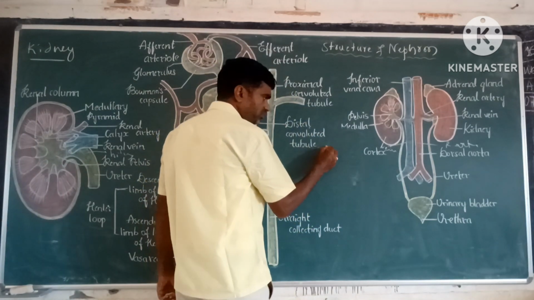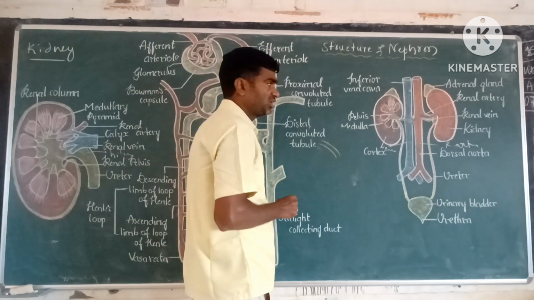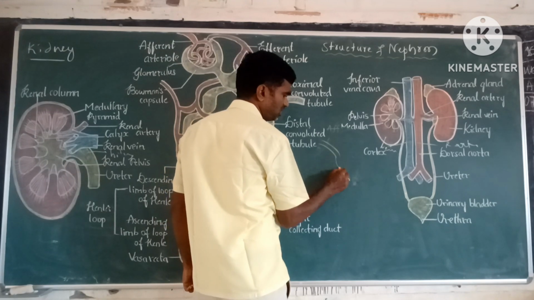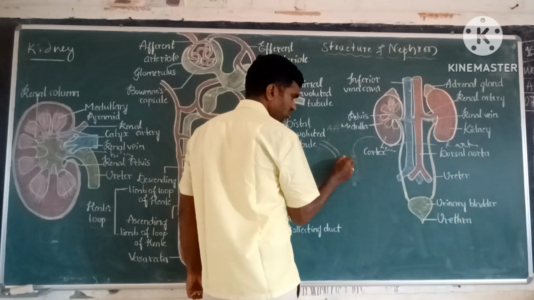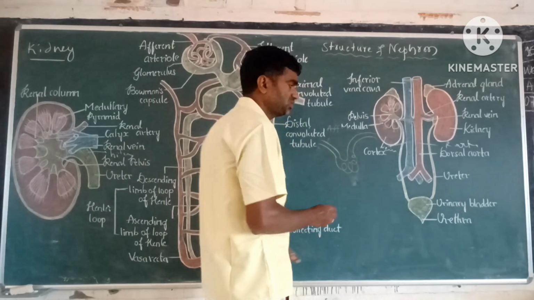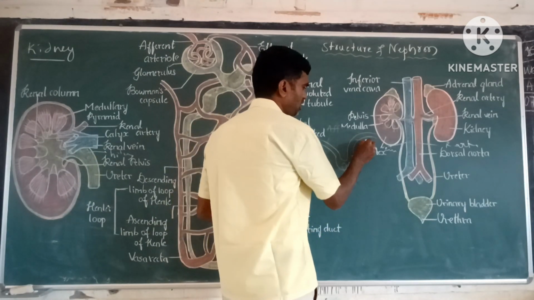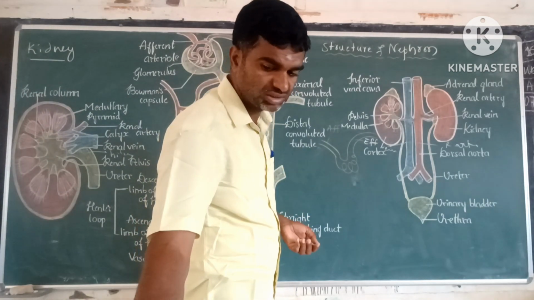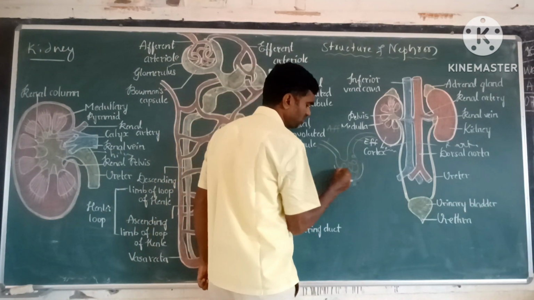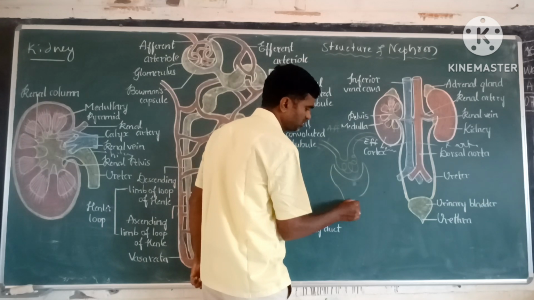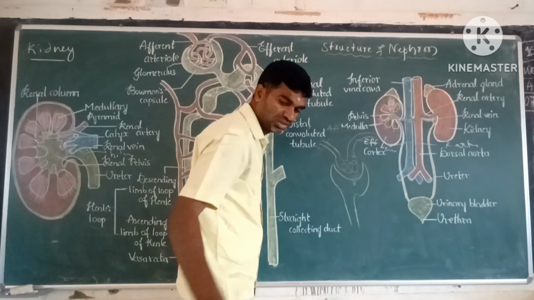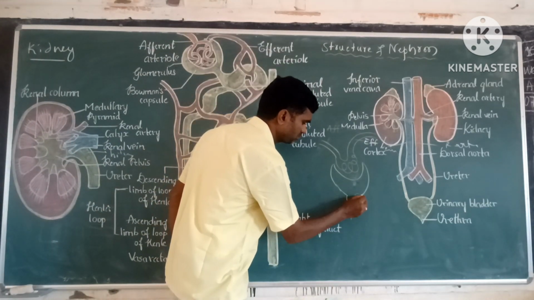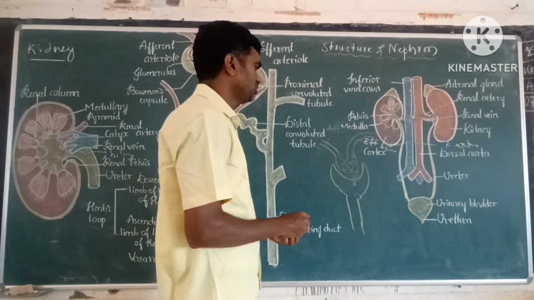Now see here, this is the afferent renal arteriole. This is called the glomerulus. This is the efferent renal arteriole. Now a double layer structure is formed here. This is called the Bowman's capsule.